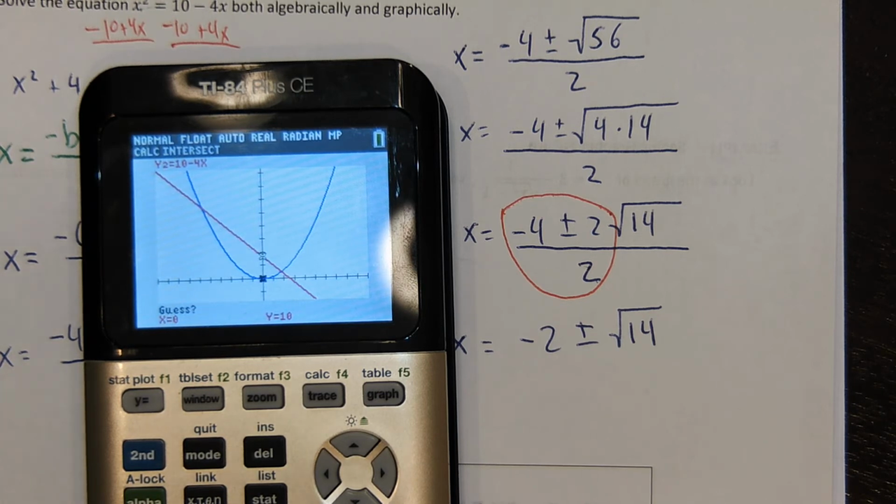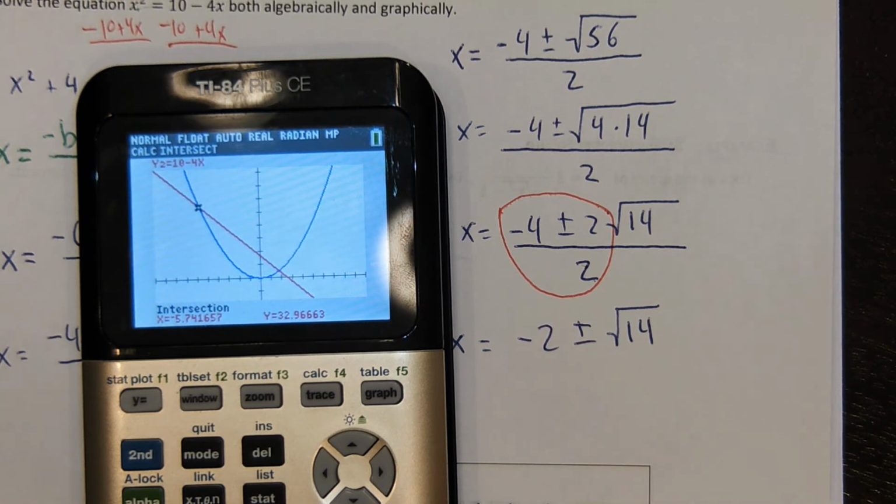And this is, okay, you want to take a guess where the answer is? What you do is you use your left and your right arrows to scroll over to where you think the answer is. I'm just going to go left. And I'm just going to hold it down. And you just get close. That's pretty close. And you hit enter again. And it says, oh, okay. One of the answers is at negative 5.74. That's negative 2 minus root 14.